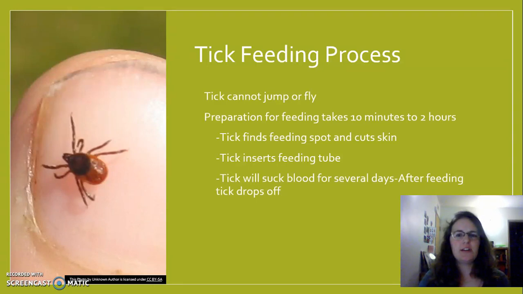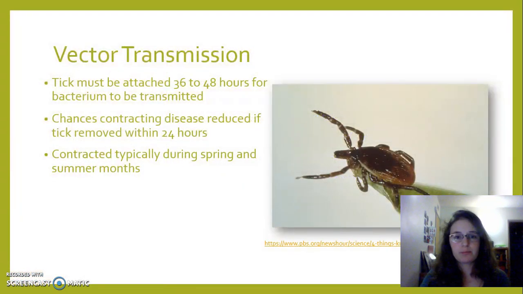So when they feed, they cut the skin and they'll insert a feeding tube. And when they insert that feeding tube, they'll secrete a cement-like substance that'll anchor them to their host, so that if they're jarred or some kind of movement on the host occurs, they won't fall off. And another thing they do is they actually inject anesthetic properties, so the host can't feel the tick biting them. So not only can you not see the tick, but you can't even feel the tick, which is part of the reason Lyme disease is so prevalent.